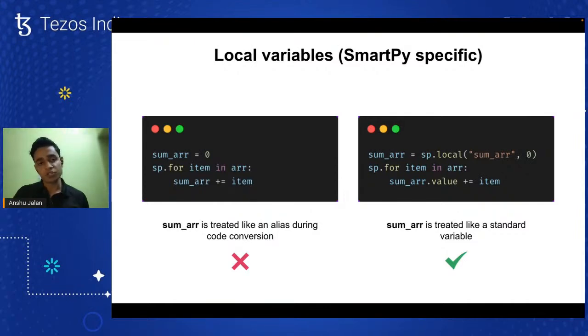Now, today we won't be using the concept of local variables in a lottery contract, but this is something I just wanted to mention because you will be using local variables if you write a more complex contract in this hackathon.